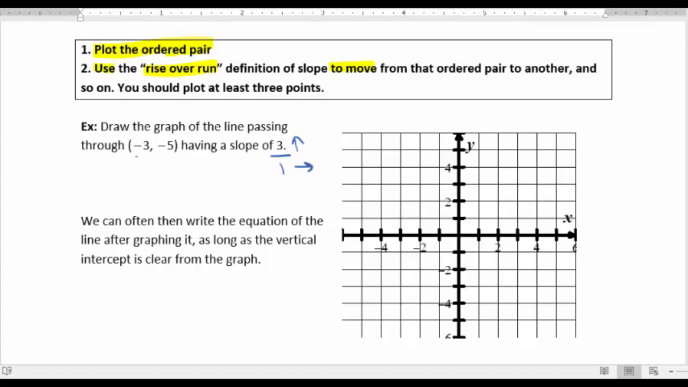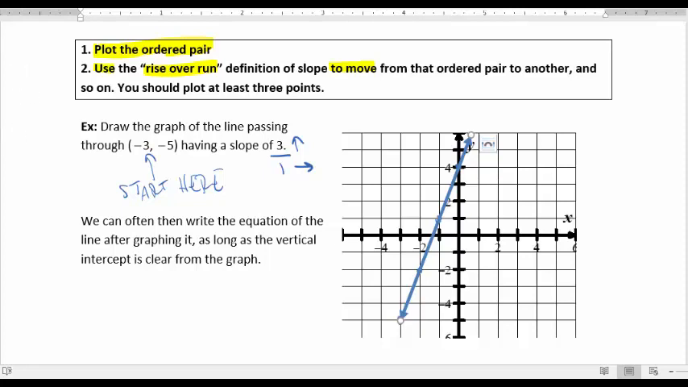The difference here is instead of starting at a y-intercept, we're going to start at the point they give us. So we're going to start here at -3, -5, which would be 3 left and 5 down. And then from there, we're going to move up 3 over 1 and plot a point. Up 3 over 1, plot another point. Up 3 over 1, plot another point. And that's all the nice points that we can plot on this grid. And then we'll just graph it. So there's our line. It goes through -3, -5, and it has a slope of 3.